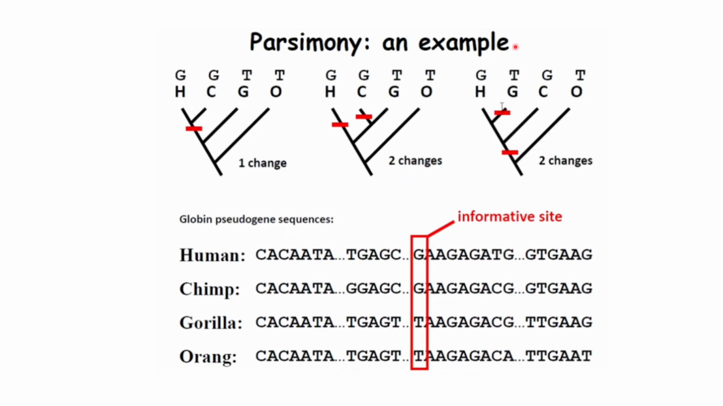And when we try to map it to the last tree, we have a similar scenario where the change from T to G has happened twice. It has happened here, and the change has again happened here. So in this tree, we have two evolutionary changes as well. So if we look at these trees based on one site in the genome, it could be seen that the first tree is more parsimonious, that is, it requires only one evolutionary change.